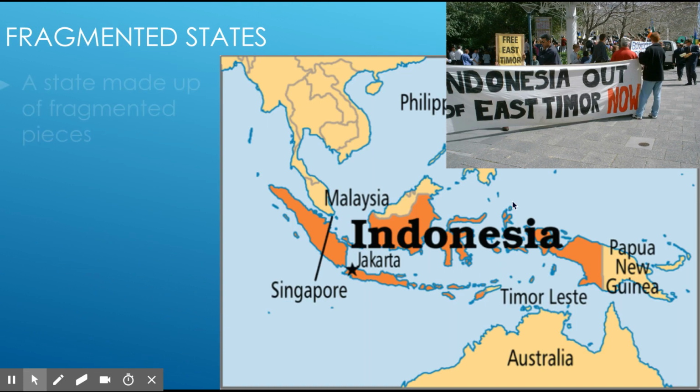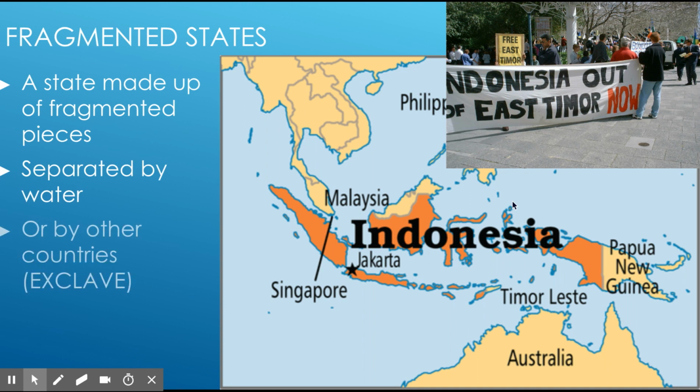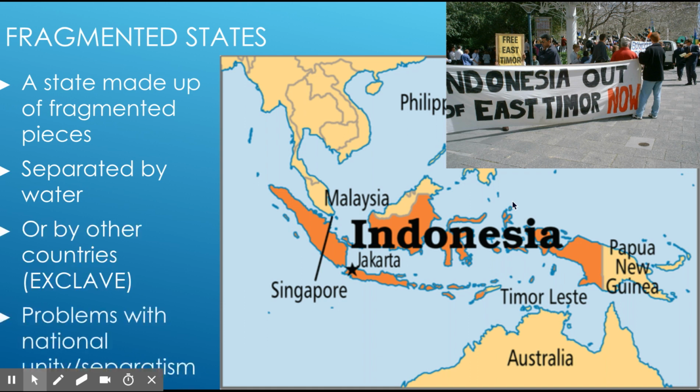And then you need to know fragmented states. To me, this one makes perfect sense. It's a state made up of fragmented pieces that are separated by water. Look at Indonesia. What a perfect example. There are hundreds of parts of the state. Don't forget to find examples other than Indonesia. Is this a centripetal force? No way. This is a huge centrifugal force. It is hard to keep a nation together when everyone has their own island. It's hard to communicate. It's hard to send goods. It's hard to trade. So really, it's not good if your country is separated out and fragmented like that by water.